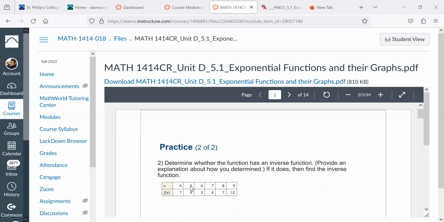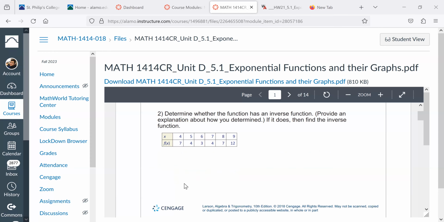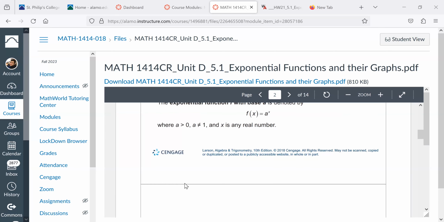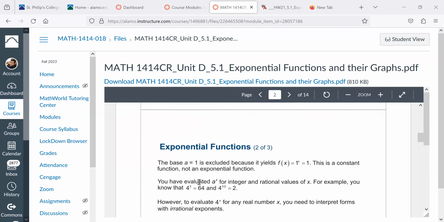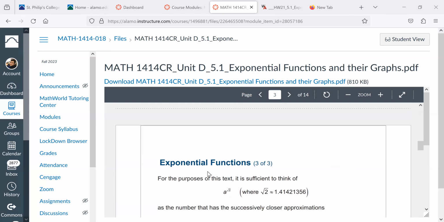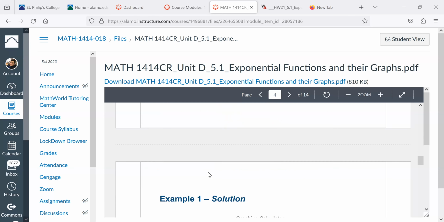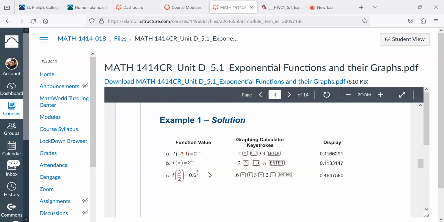So you can see right here an example. Let's see, no, that's not a good one. I think I'll just show you a graph in a moment.